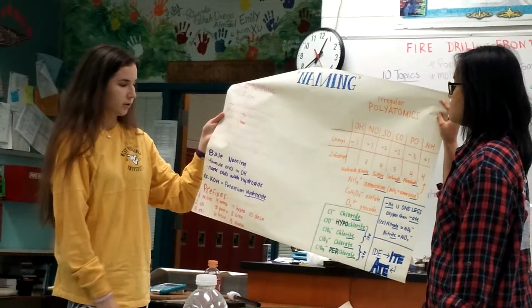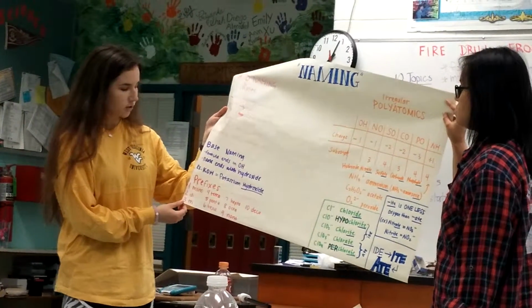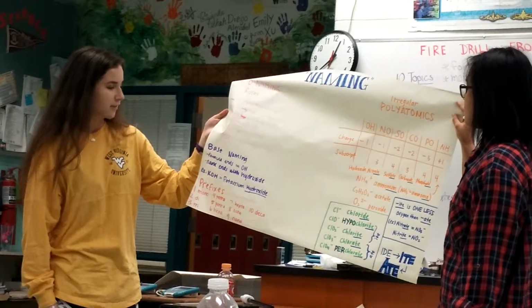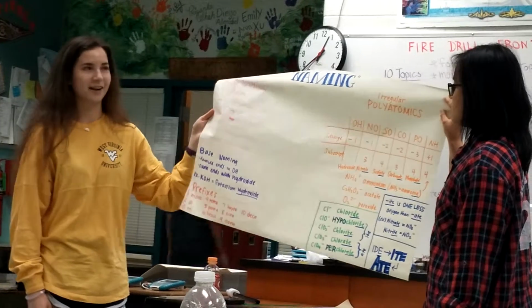And prefixes, when you combine nonmetals: 1 is mono, 2 is di, 3 is tri, 4 is tetra, 5 is penta, 6 is hexa, 7 is hepta, 8 is octa, 9 is nona, and 10 is deca.